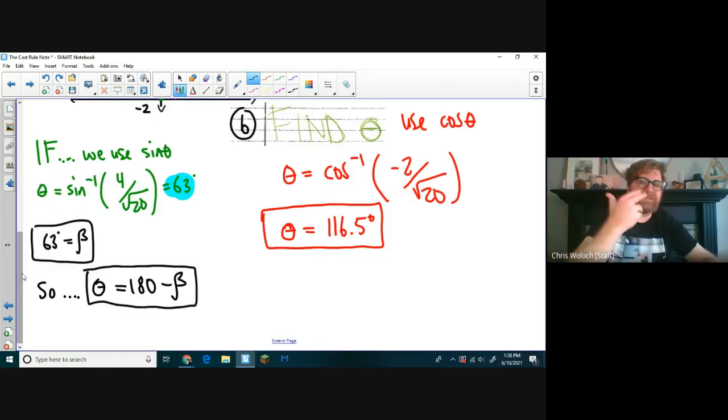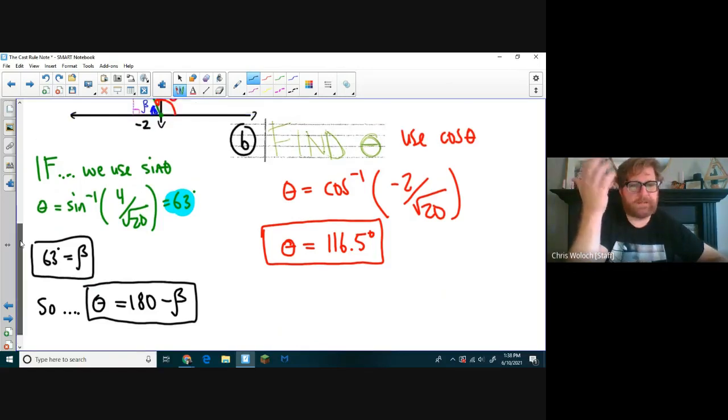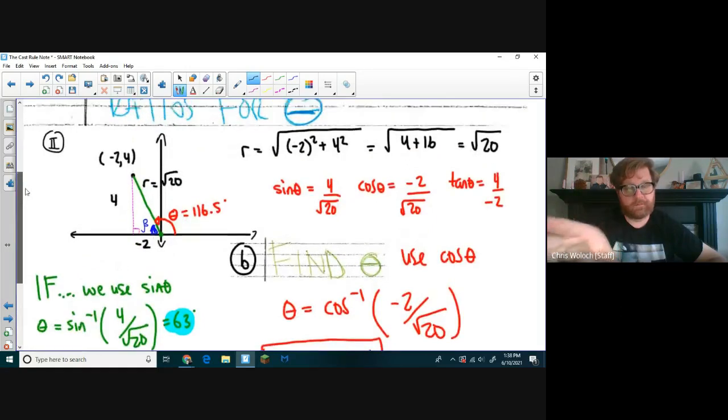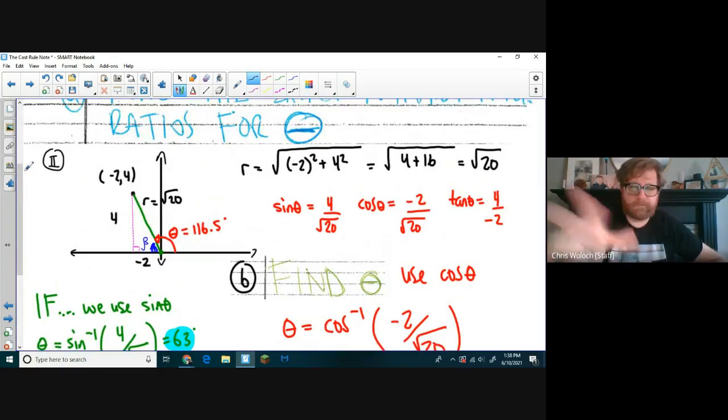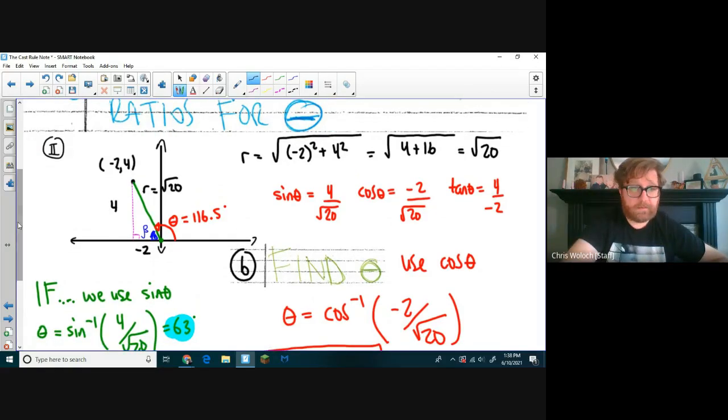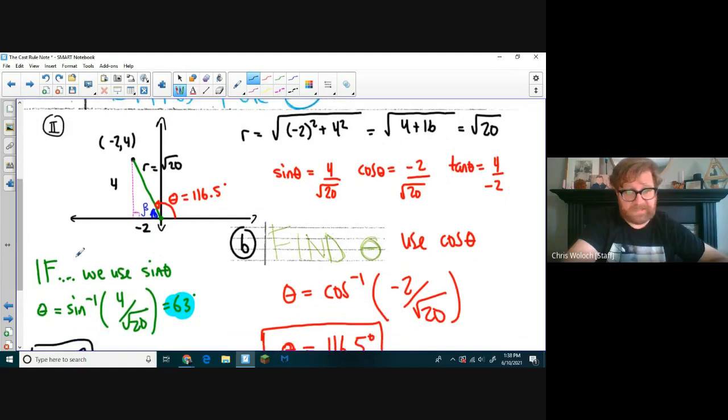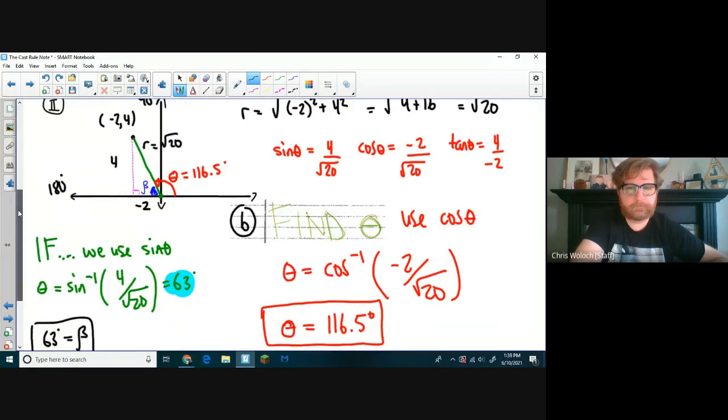So again, there are different ways to go about it. If you forgot that cos will always give you the right answer in quadrant 2, just remember, you have to pay attention to the angle that you get. Because it happens a lot, students just say, oh, theta is 63, and it's like, well, hold on, look at your picture. In quadrant 2, I'm between 90 and 180. 63 is here, so it can't be the right answer. Okay.